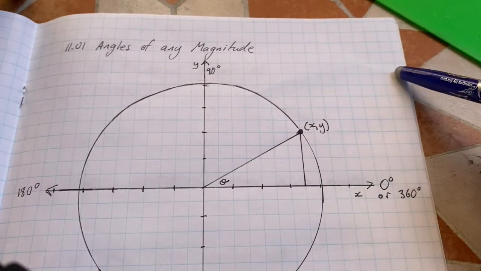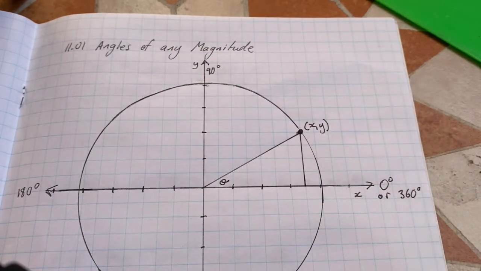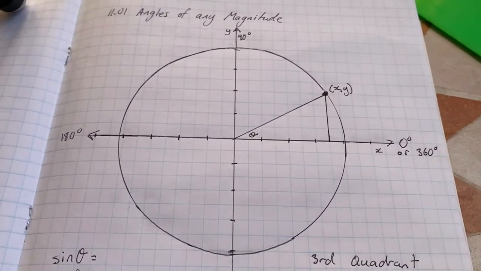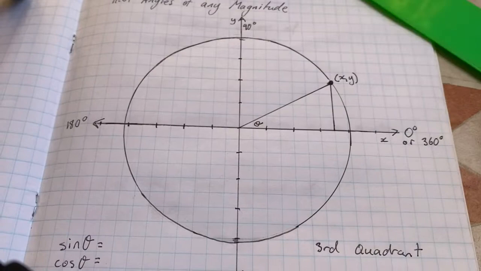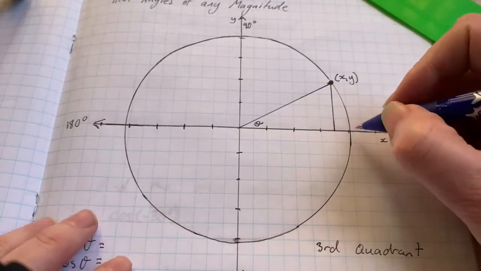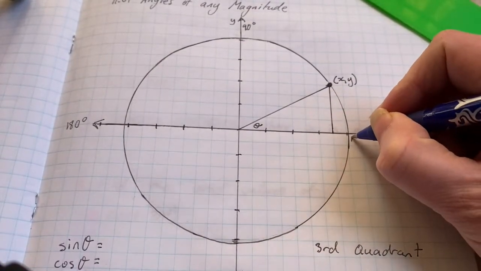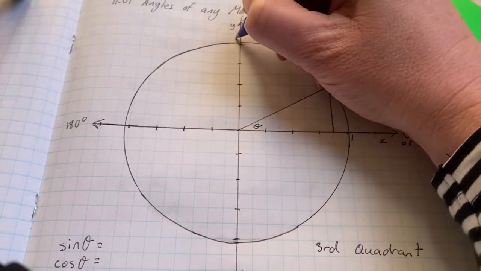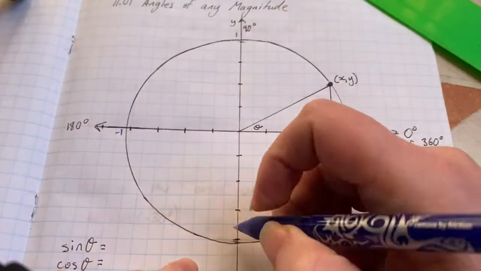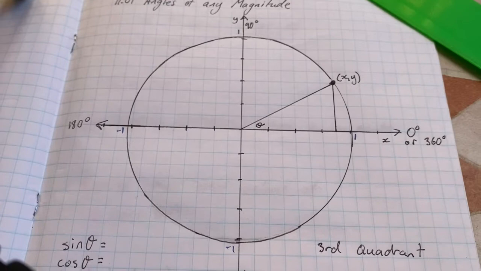So we're moving on to trigonometry, and the first exercise in chapter 11 is about angles of any magnitude. Now we have seen this before. So what I've got here is the unit circle. So this is actually 1 here. So there's 1 up there, so this is -1, and this is -1, that's the unit circle.